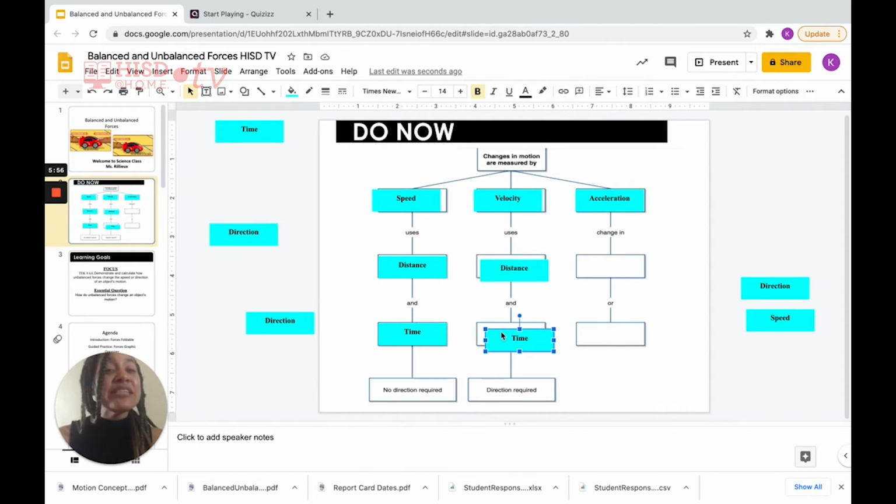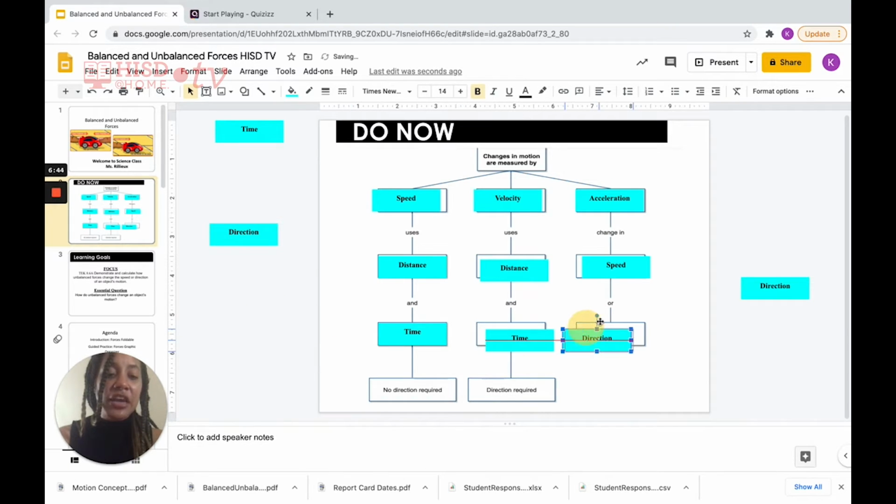Now, if an object speeds up or slows down, what are we changing about the object? Absolutely. To speed up or slow down, that means we are changing the object's speed. The last component of acceleration is turning. So if an object is turning, that would mean that we are changing the object's what? Yes, whenever we turn, it means that we are changing our direction. Acceleration is a change in speed and a change in direction.